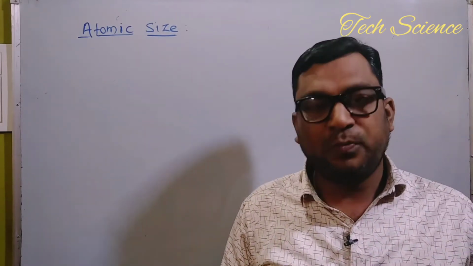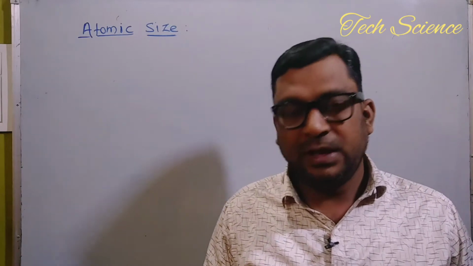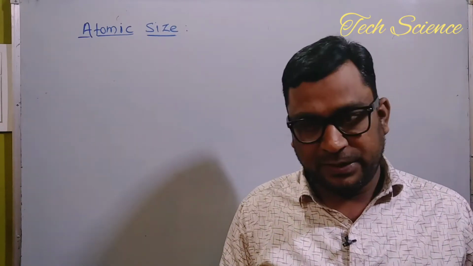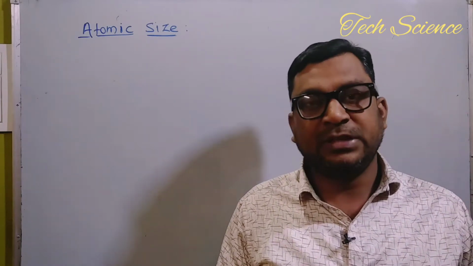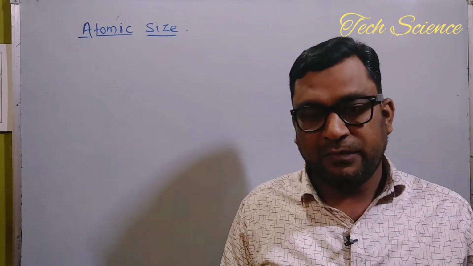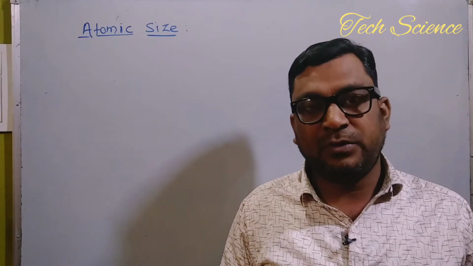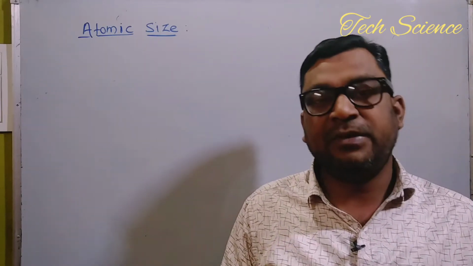Today we discuss a new point regarding the field of chemistry. The name of the chapter is Periodic Classification of Elements. In this chapter we have different points that we already discussed. For example, we discussed Dobereiner's triads law, the statement of Dobereiner's triads law along with its disadvantages.